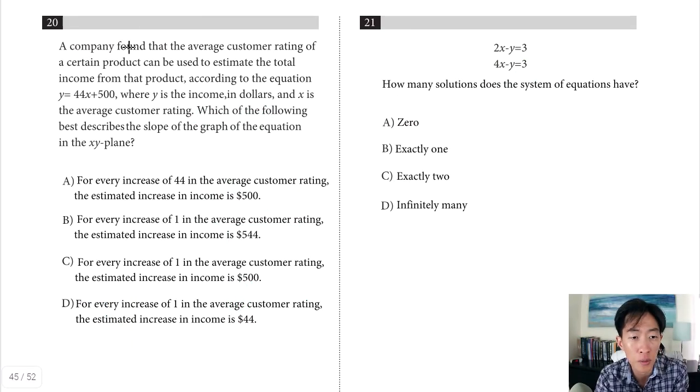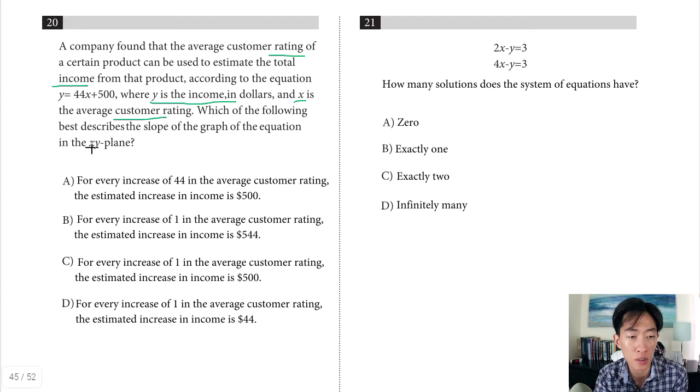Question 20, a company found that the average customer rating of a certain product can be used to estimate the total income from that product. According to the equation, y equals 44x plus 500. So the first thing that I'm thinking is that this is obviously a linear equation, and that kind of makes sense. Obviously, the higher the rating, the higher the income from the product would be. And it says y is the income in dollars, x is the average customer rating.